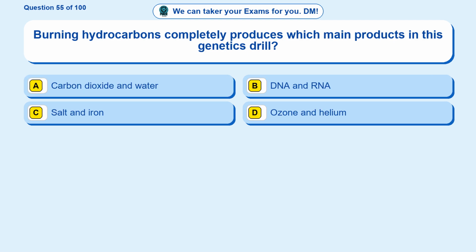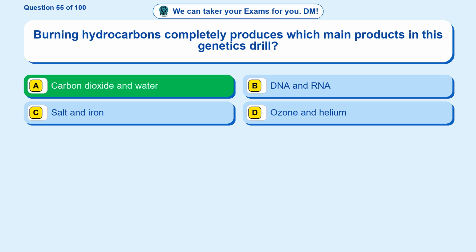Question 55. Burning hydrocarbons completely produces which main products in this genetics drill? Option A, carbon dioxide and water. Option B, DNA and RNA. Option C, salt and iron. Option D, ozone and helium. The correct answer is option A.